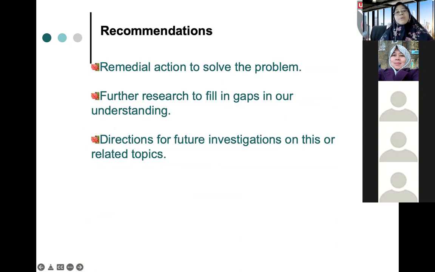Remedial action to solve the problem, further research to fill in gaps. Now that you have done this for quite some time, you know it should be done this way or that way, but you don't have the time to do it. So now it is the time that you recommend people to do it. Directions for future investigation on this or related topics.